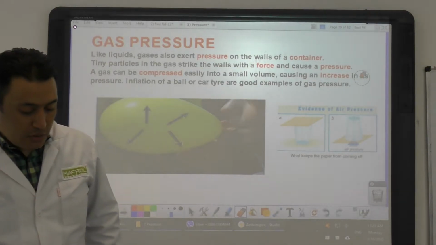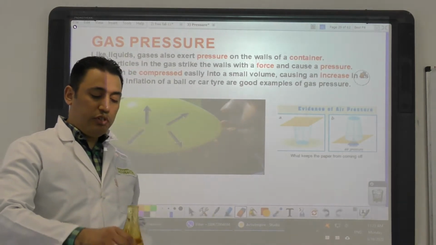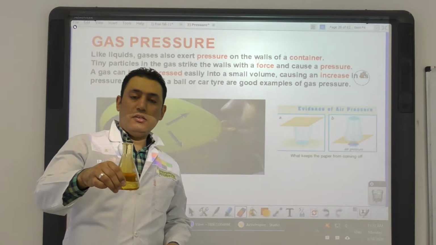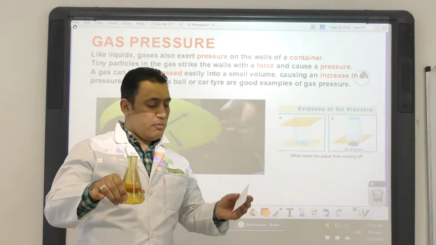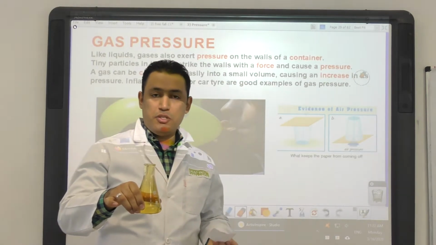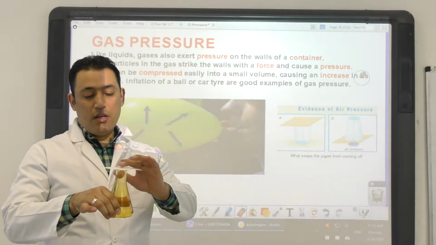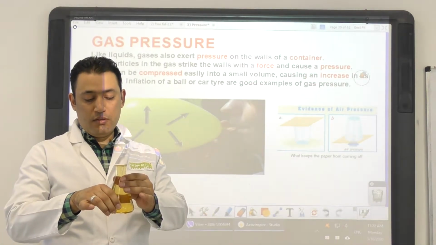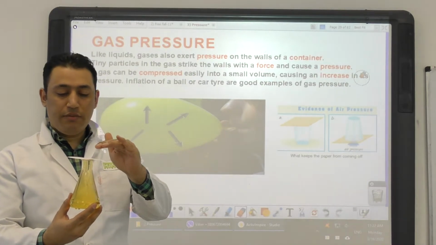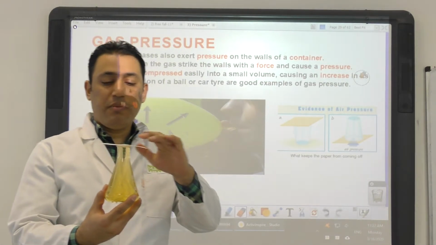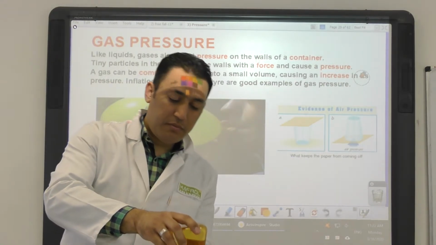There is another very good demonstration of air pressure. I'm going to use apple juice so that it's visible to you, and a piece of paper, and the aim of this demonstration is to show you gas pressure. I have a full beaker of apple juice. I will cover the mouth with the piece of paper and I will turn it upside down.